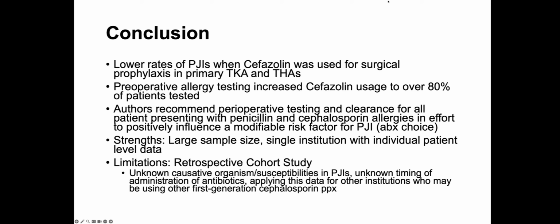And obviously the strengths of this are the sample size, the granularity of their database and individual patient level data, as well as being able to marry their allergy registry to their joints registry. And then the limitations would be that they don't have enough data to know the causative organisms and susceptibilities of PJIs to look at resistance profiles. And this may not be applicable internationally or to other institutions who have different antibiotics that they use for surgical prophylaxis.